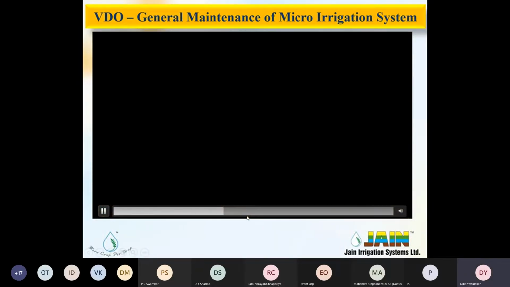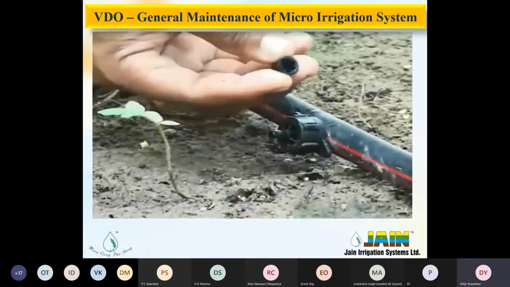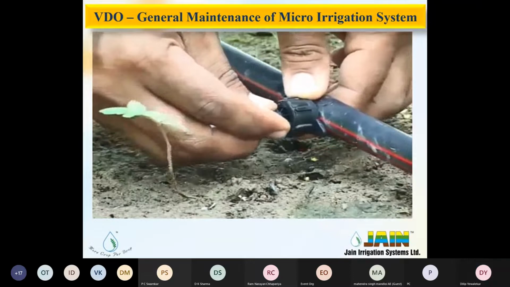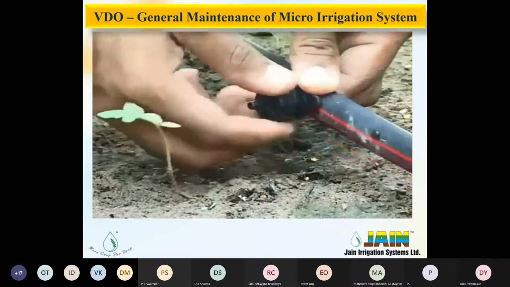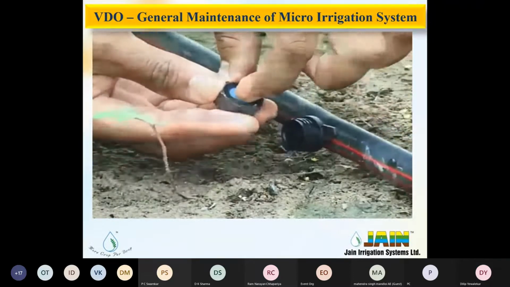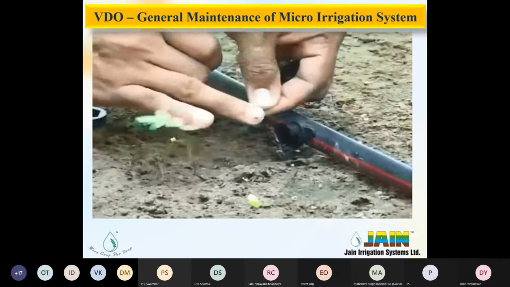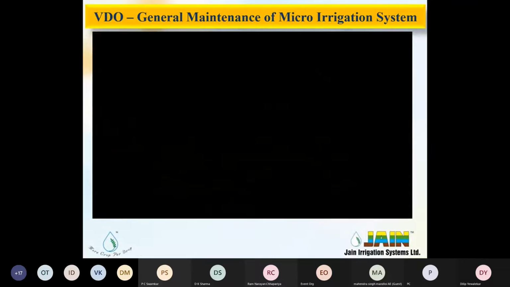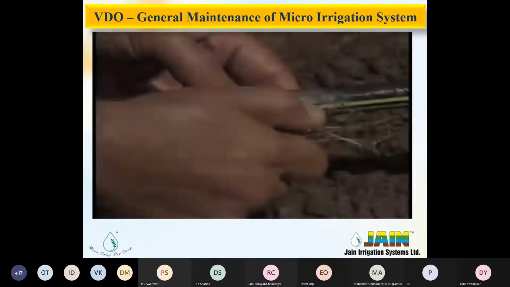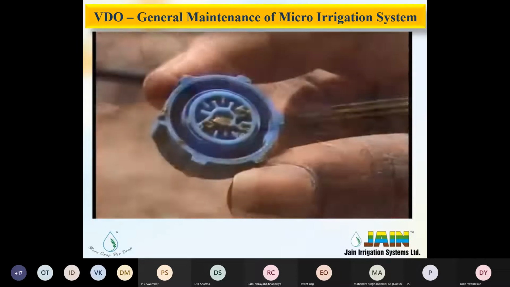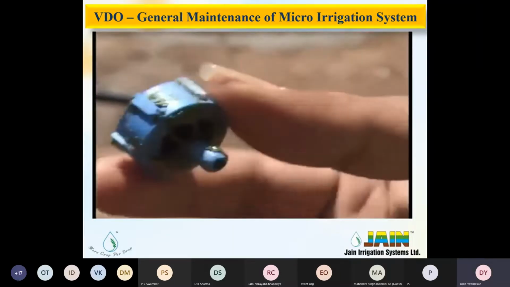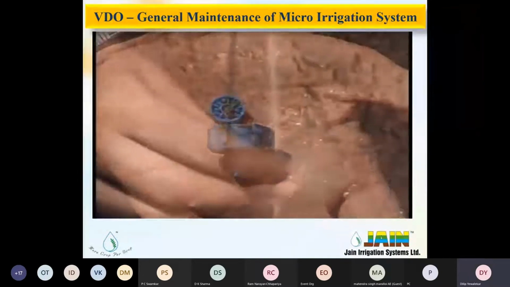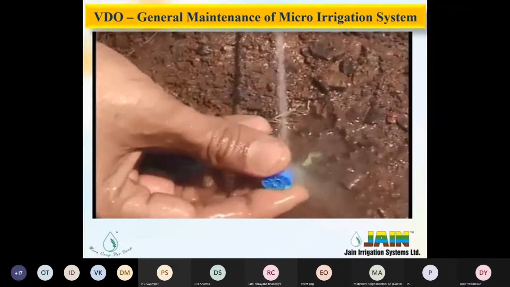The opening of the dripper. In the button type of dripper, the farmer can open the dripper and clean it. Here you can see some dirt accumulated in the dripper, and this can be cleaned manually.